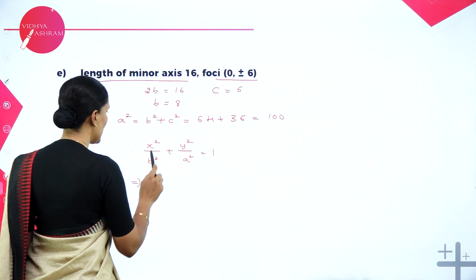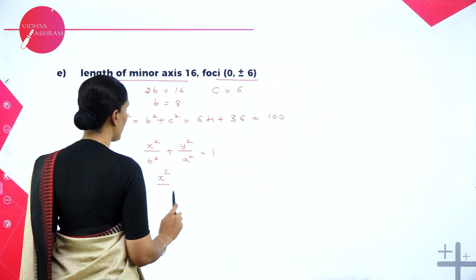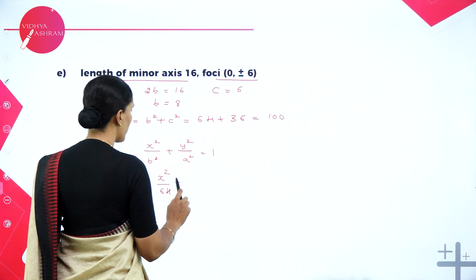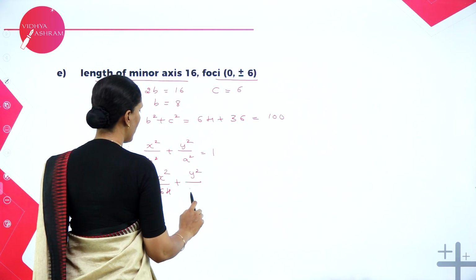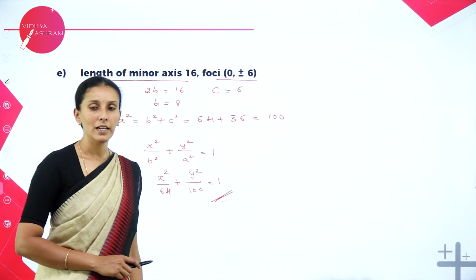So this implies the equation is x square by 8 square, which is 64, plus y square by 100 is equal to 1. So this is the required equation of an ellipse.